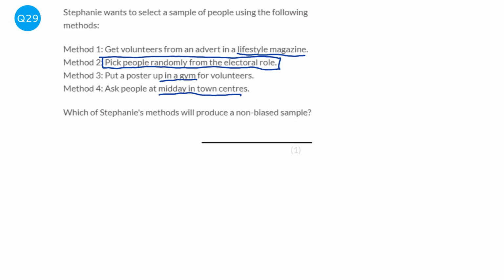Okay, so picking people randomly from the electoral roll. There are some groups of people who might choose not to be on the electoral roll, but looking at the 4 methods, this one is by far the most fair sample.